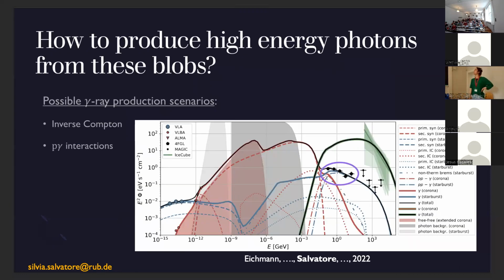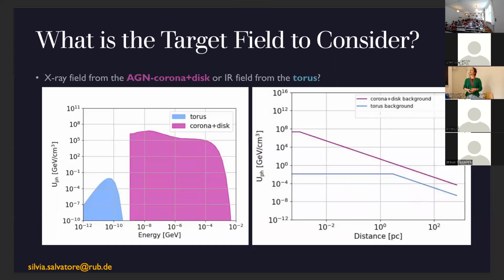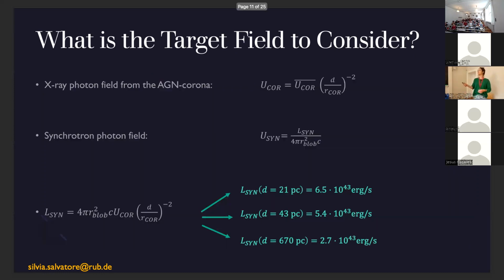So my goal will be to reproduce with this jet those Fermi gamma ray data. And in order to do that, I have to account either for inverse Compton processes or p-gamma interactions. Before starting with those, I have to take into account which is the dominant target field to consider. As you can see in this slide, the corona plus disk environment has an energy density which is way higher than the torus infrared field, even for distances of the order of hundreds of parsecs. So this will be, between the two, the one that I will be accounting for.